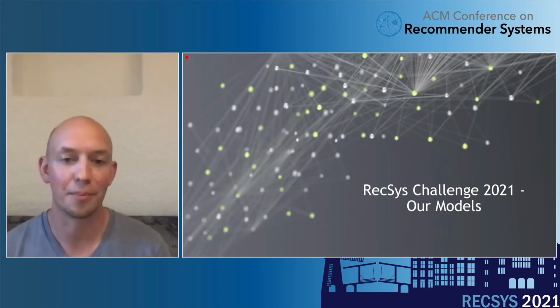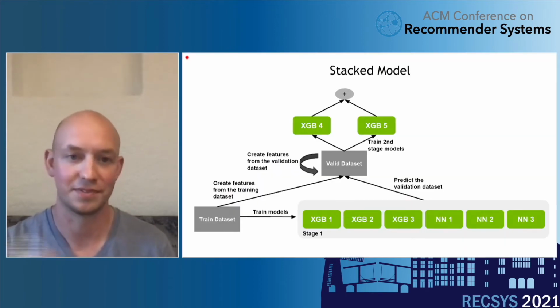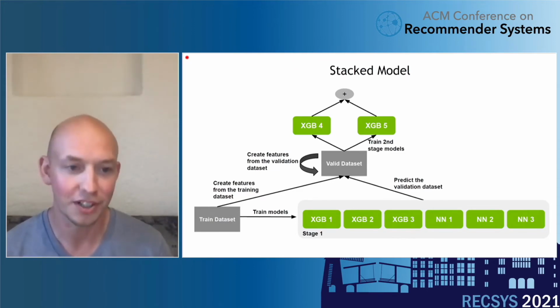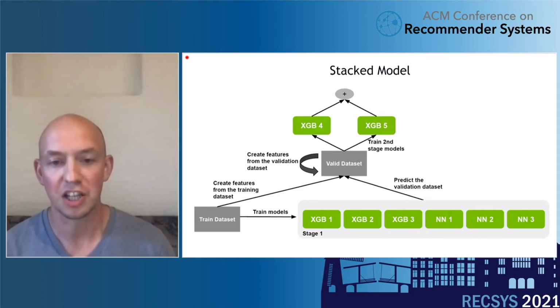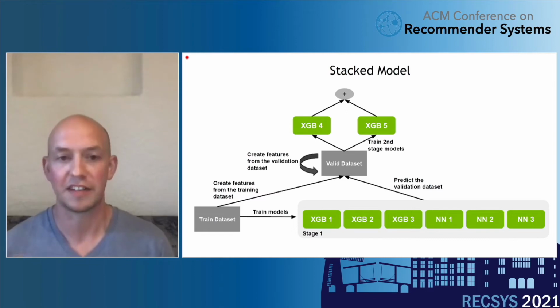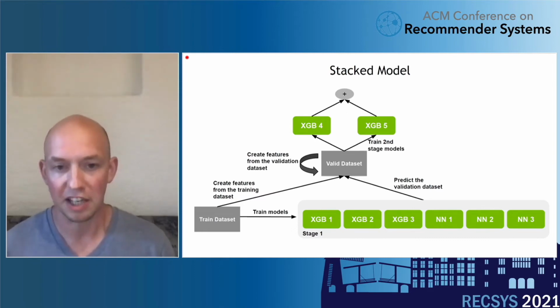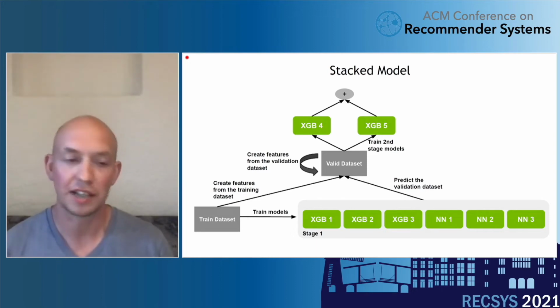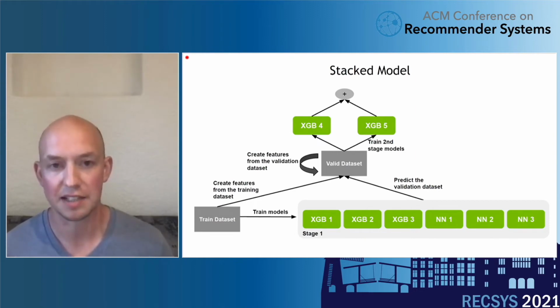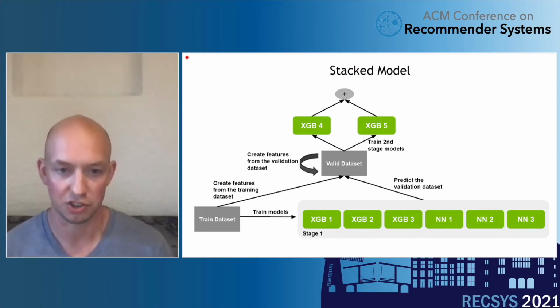Coming to the main point of this talk, our models and what we built. Our final solution looks a little bit complicated, but it's actually pretty simple. We trained 3 different XGBoost models and 3 different neural networks on the training data set, and used these 6 models to predict the validation data set. Then, from the validation data set, we take the input scores from the stage 1 models, create features from the validation data set and from the training data set, and train 2 more XGBoost models, which we then ensemble by a simple average for our final predictions.